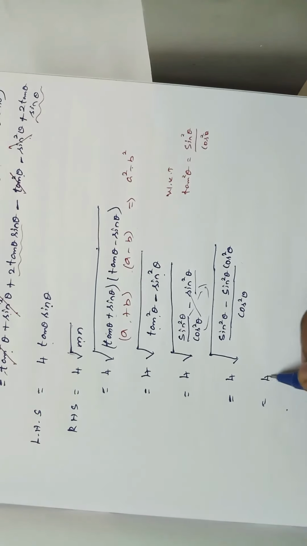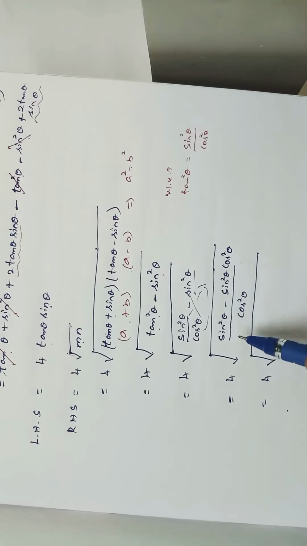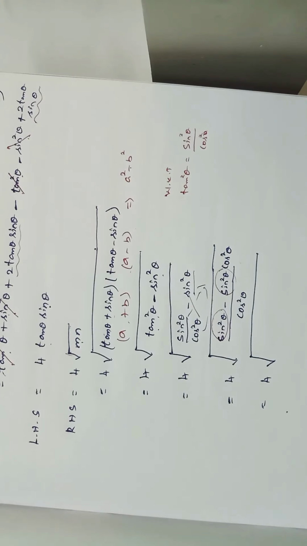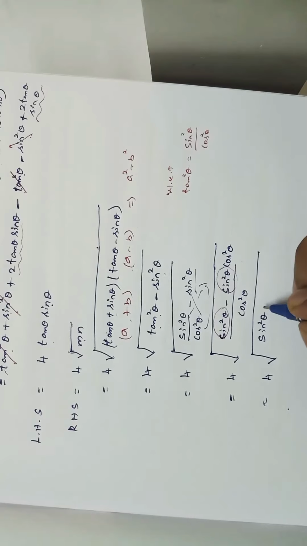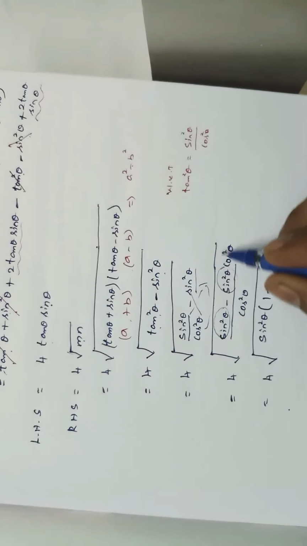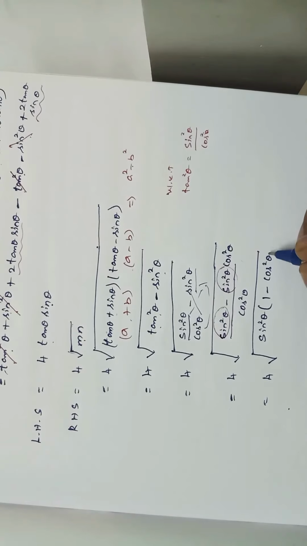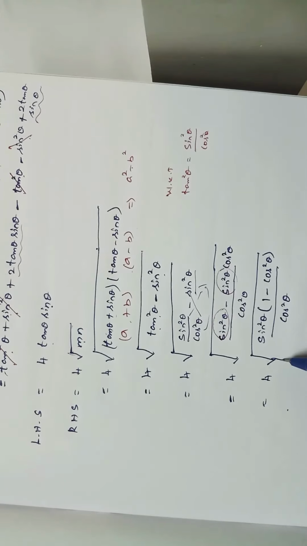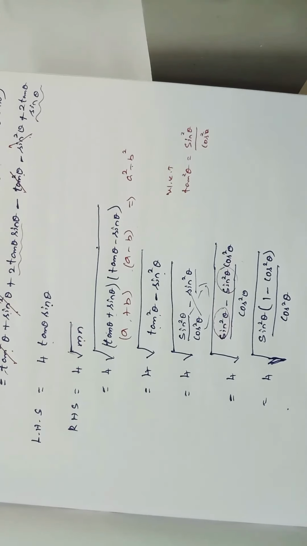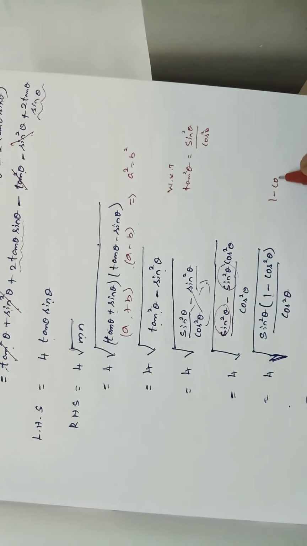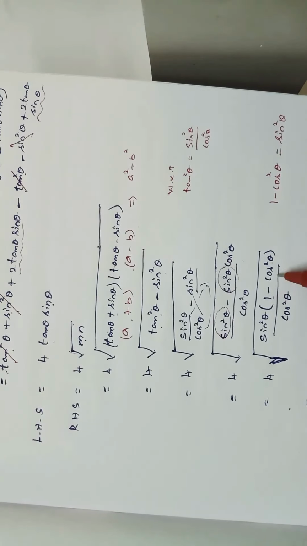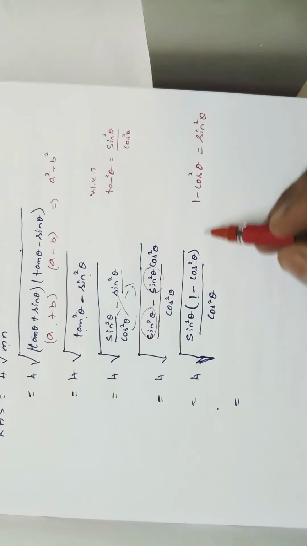So it is equal to 4 square root of... what is the common term? Sin square theta, just taking it commonly outside. So it is sin square theta into 1 minus, what is remaining? Cos square theta, divided by cos square theta. Already we know that 1 minus cos square theta is equal to sin square theta. So instead of 1 minus cos square theta, I can write sin square theta.